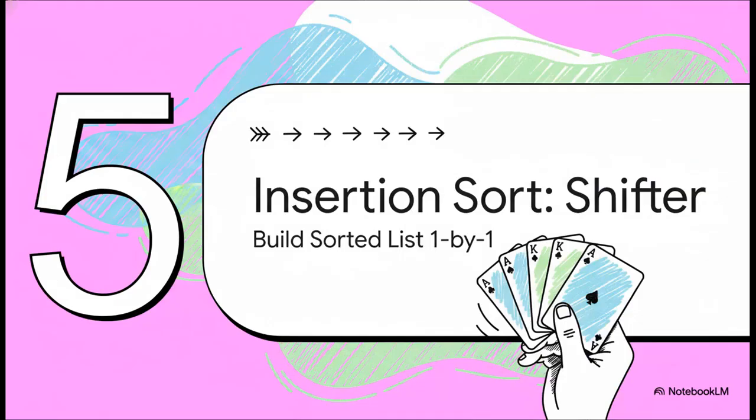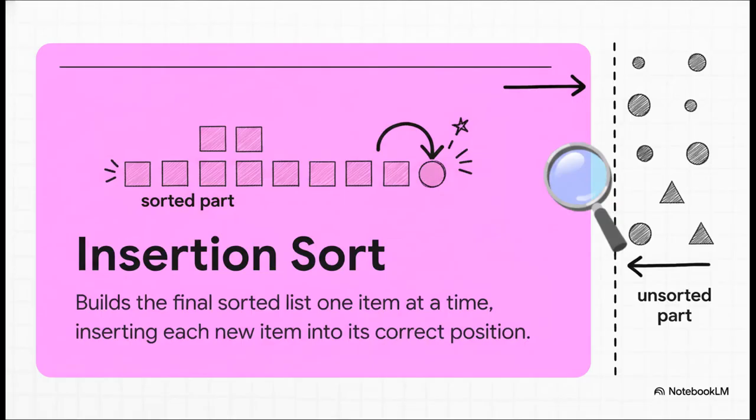Our final simple sort for today is insertion sort, and its nickname is the shifter. This one feels natural, a lot like how you would probably organize a hand of playing cards if someone just dealt them to you. With insertion sort, just imagine you have two sections, a sorted section on the left and an unsorted section on the right. You take the very first item from the unsorted pile, and then you find its proper place within the sorted pile, inserting it right where it belongs. You just do this for every single item, and your sorted pile grows one by one.